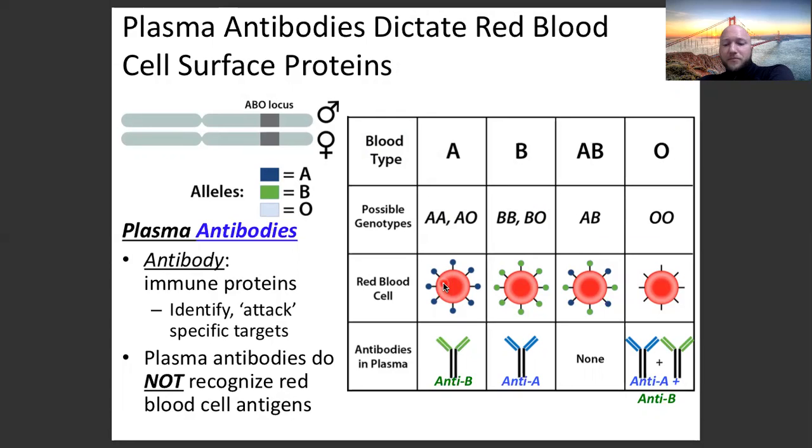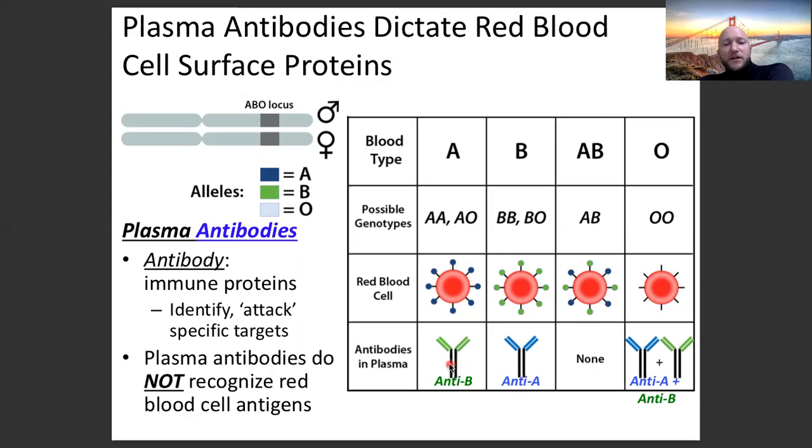Now, there are proteins on bacteria that are similar enough to these surface cell proteins that when your body is exposed to these bacteria, your body is going to produce an antibody against those bacteria.